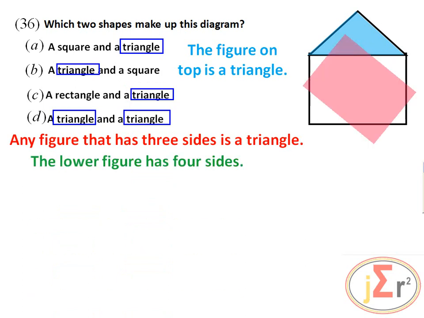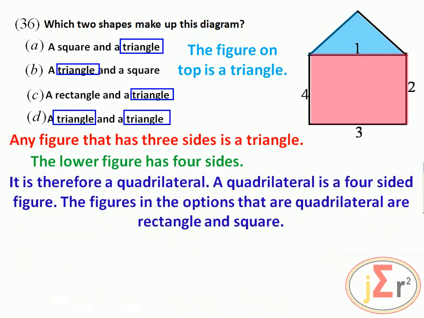The lower figure has 4 sides. A figure that has 4 sides, what is it called? It is called a quadrilateral. Right, so Jerry is right on top of that one. It is therefore a quadrilateral. A quadrilateral has 4 sides. It is a 4-sided figure. The figures in the options that are quadrilaterals are rectangle and square.